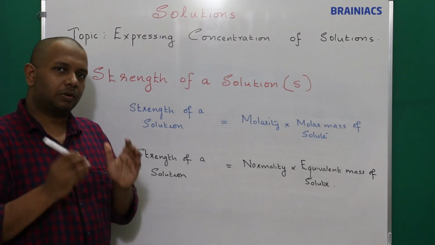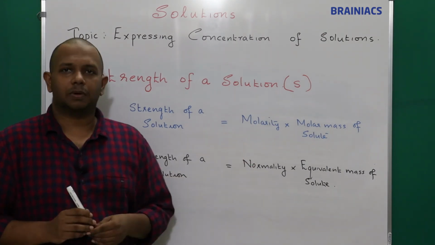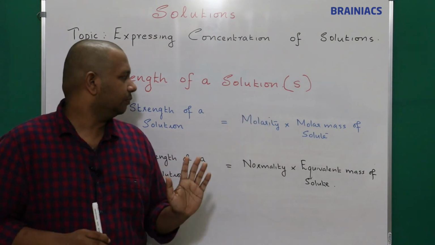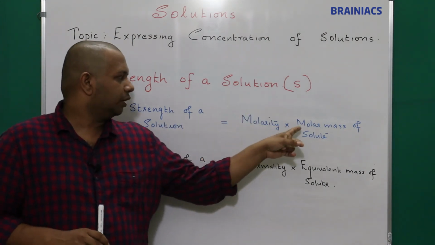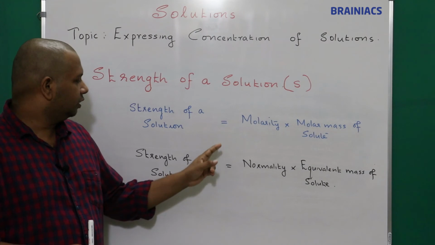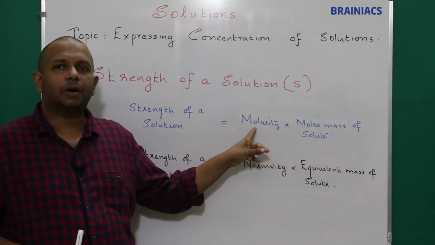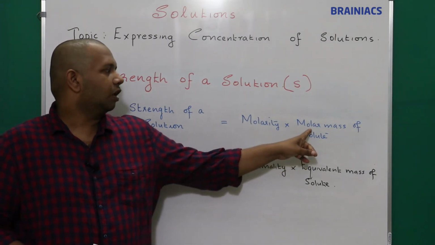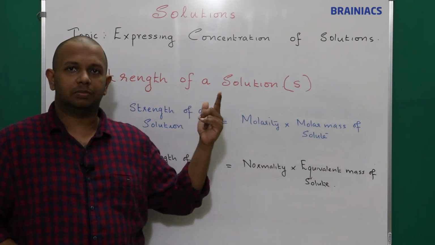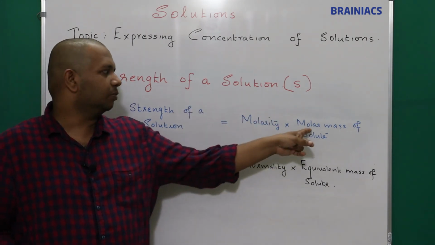So very simple, if you want to represent strength of a solution in terms of normality, just look at the formula of molarity. So strength of the solution is equal to molarity into molar mass of the solute. So when it comes to normality, instead of molarity you write normality. Molar mass, we know number of moles is weight in gram by molecular mass, that's why molar mass is coming.